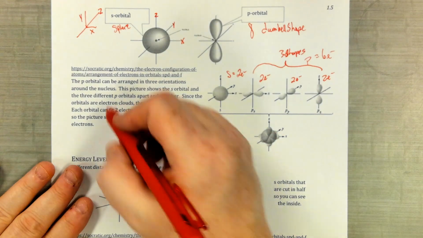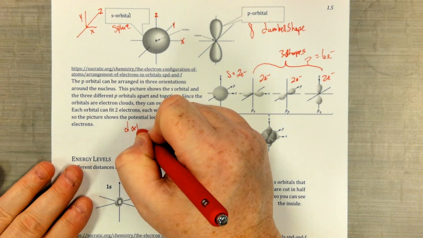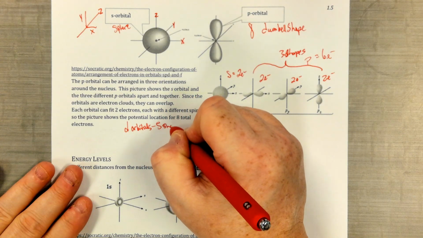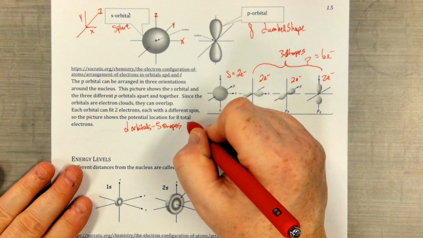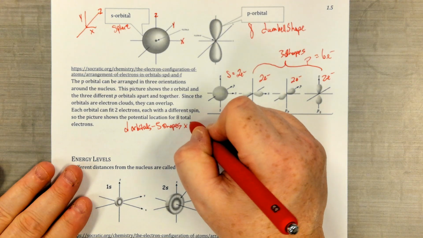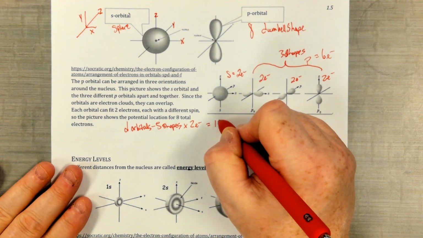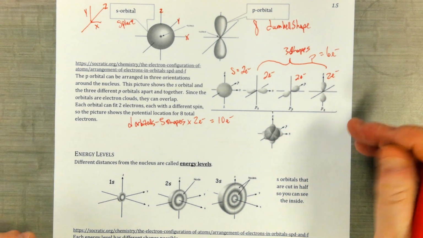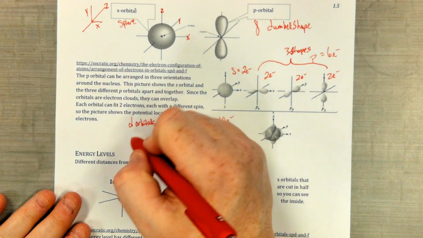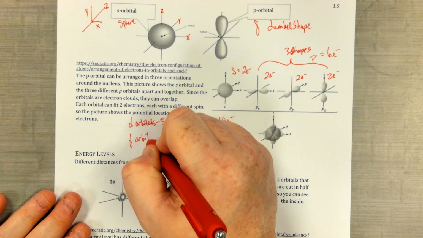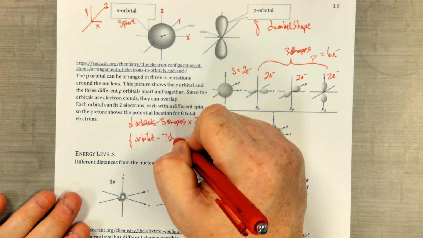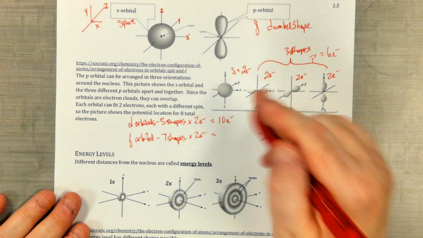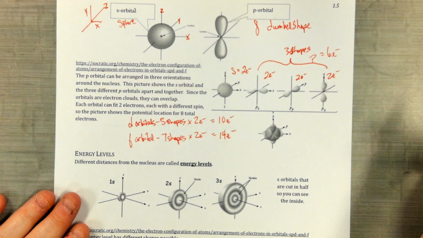Now, d is not on here, but d orbitals have 5 shapes, and with each of them holding 2 electrons, 5 shapes times 2 electrons means they can have a total of 10 electrons that can fill up the d orbital. And then an f orbital has 7 shapes, and 2 each means the f orbitals can hold up to 14 electrons. Okay?